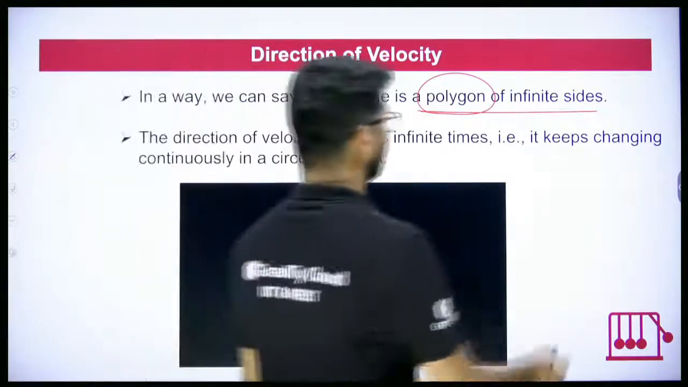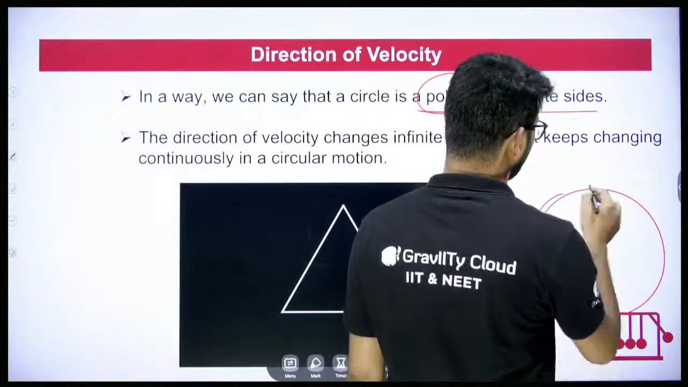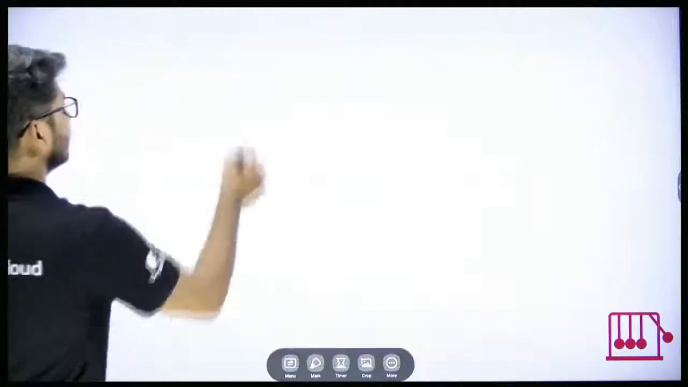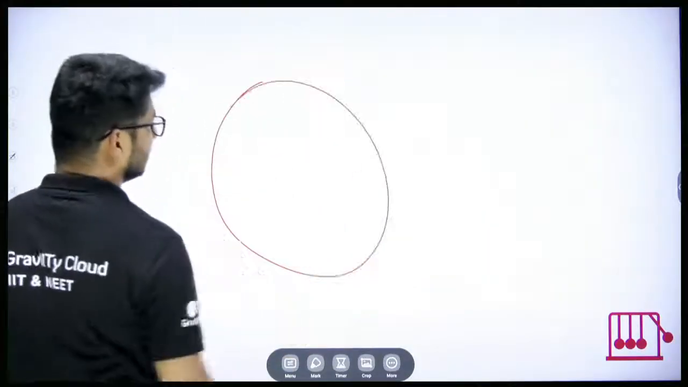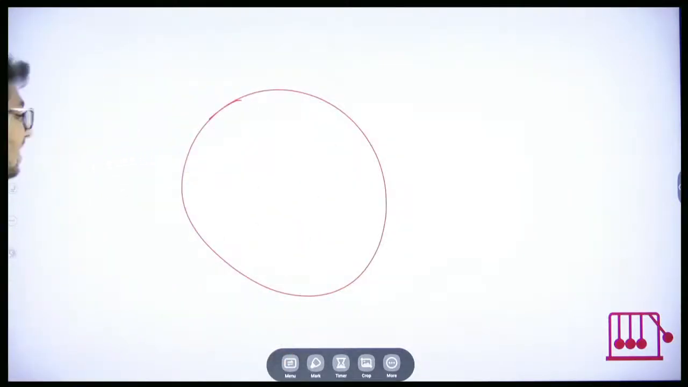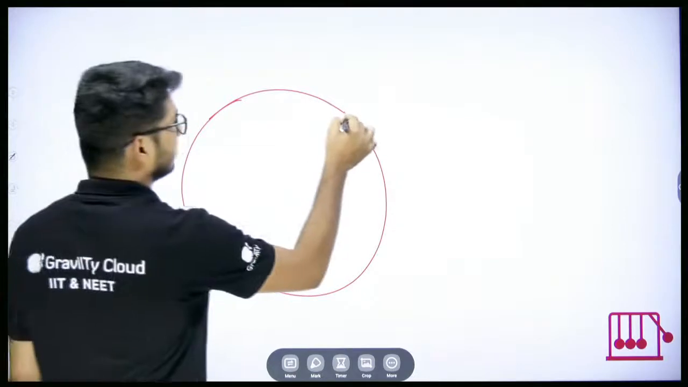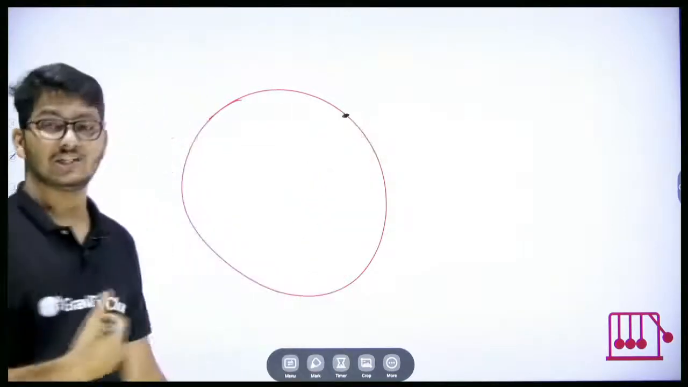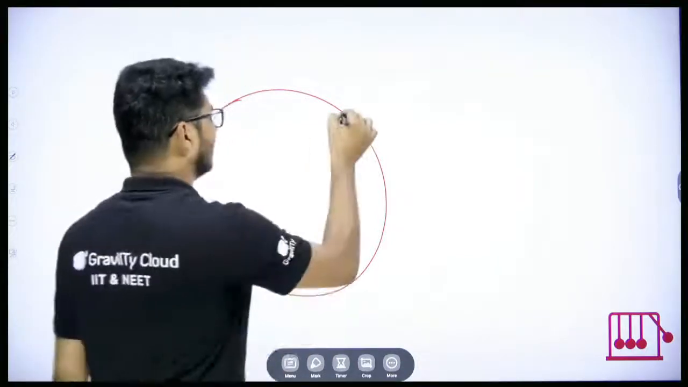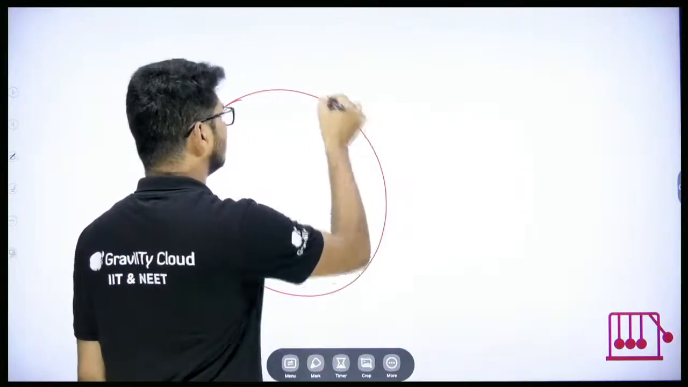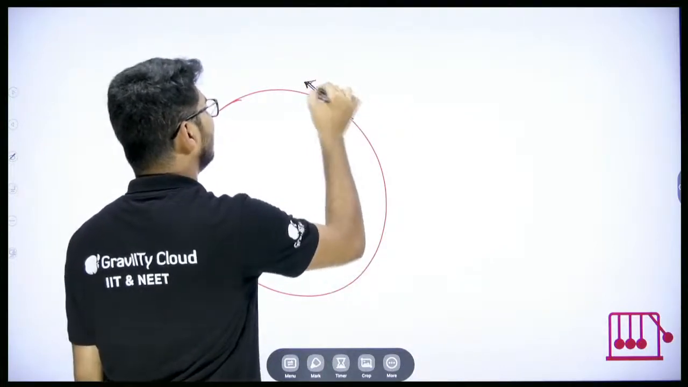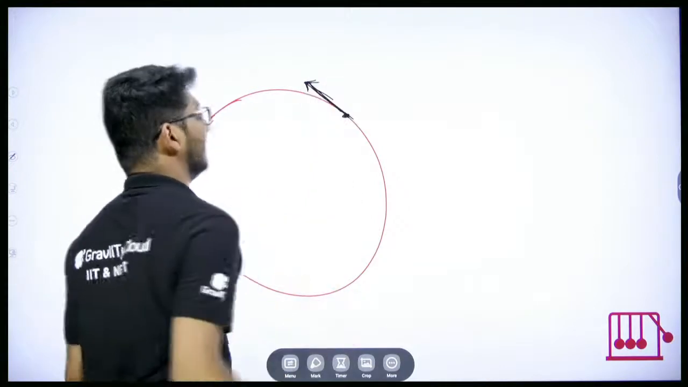So for a circle, at any point, I'll just show it to you. For a circle, if I take any point, if I need the direction of motion, I need the direction of the side at that particular point. The side will be something like this. Yes or no? So if I draw a tangent, it will give us the direction of motion.